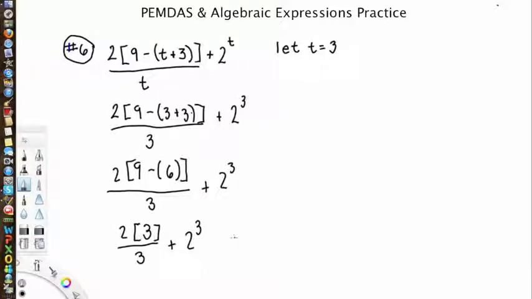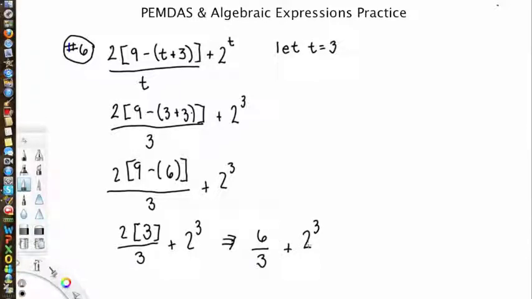Okay, I'm going to slide over this way now, just because I ran out of room down at the bottom. Still have to take care of this numerator here. Right now I have 2 times 3, which is 6, plus 2 to the third power. Okay, I'm done with my groupings.